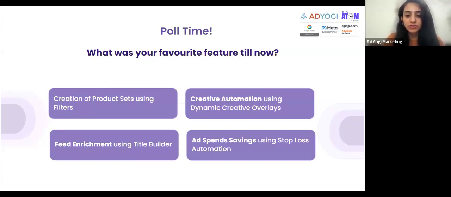All right, so we end the poll here, and as you can see on your screen right now, the ad spend savings feature, which is stop loss automation, definitely is one key challenge, and also one of the key features that we have on the platform that will definitely help you. As we saw a 19% savings for a global luxury apparel brand, also saving at least 90% of their ad spends on a monthly basis just by using this feature.